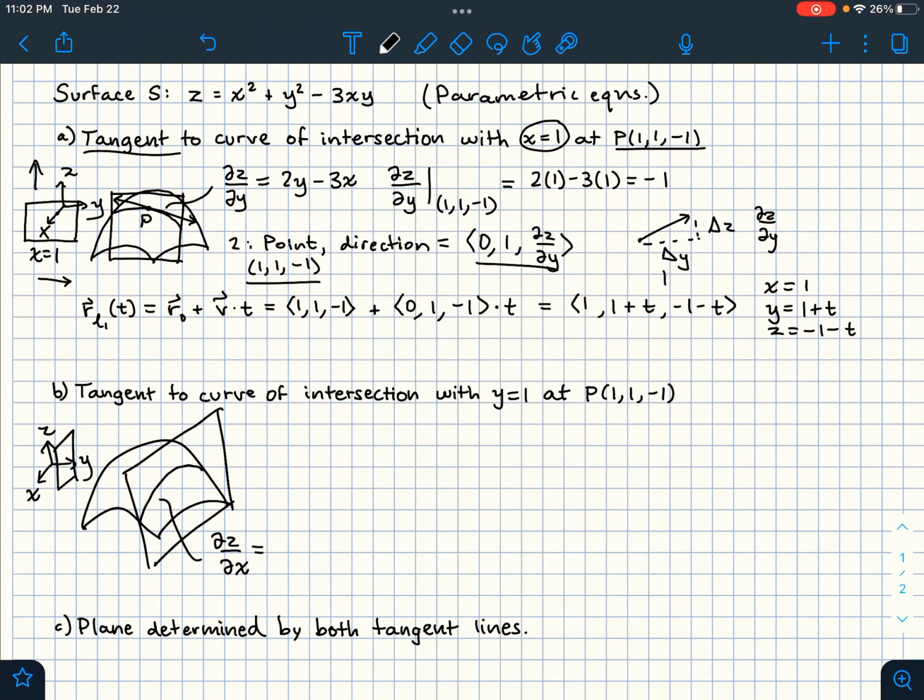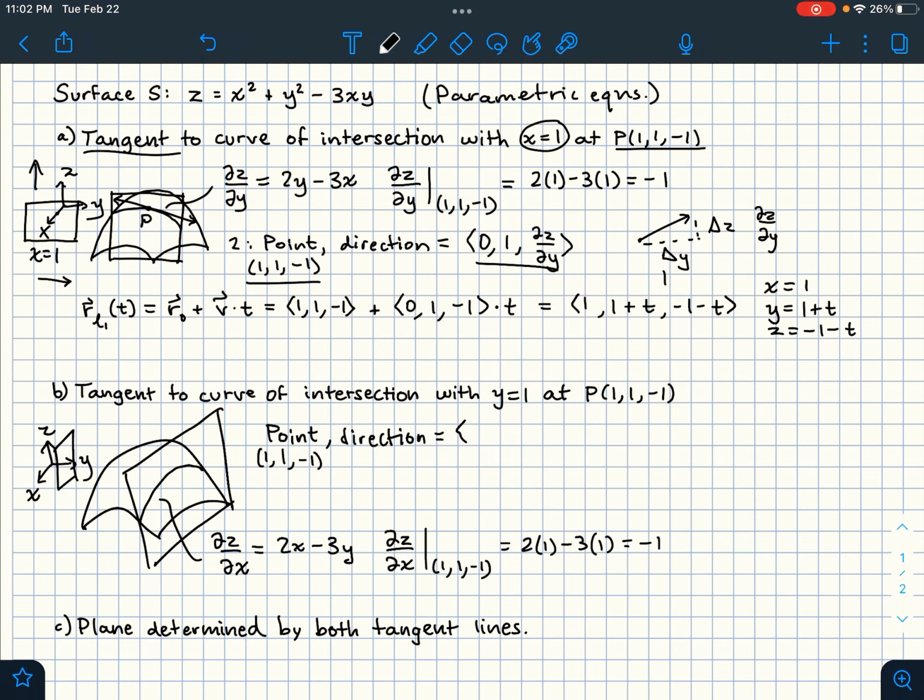So y is constant, x is our variable. We got 2x minus 3y. And so we need to find dz dx at our given point. And that gives us 2 times 1 minus 3 times 1, which happens to also be -1. Now we need to find our point and our direction for our equation of the line. Our point is the same, and our direction.